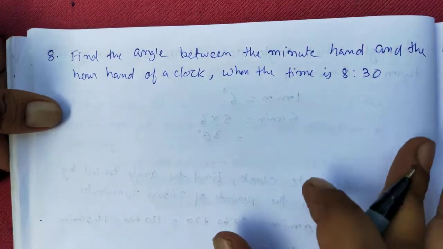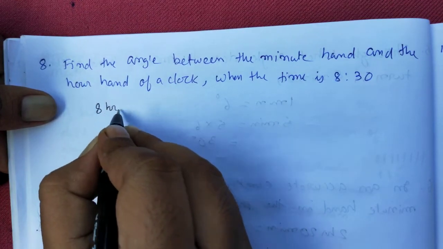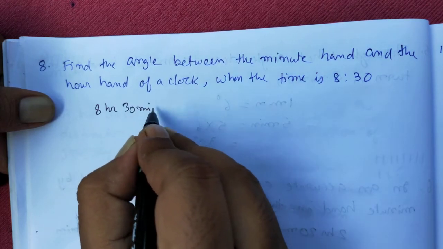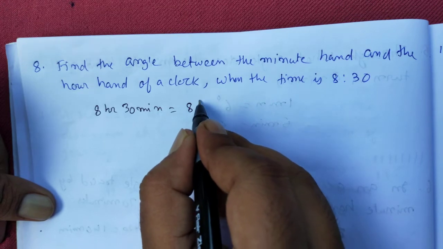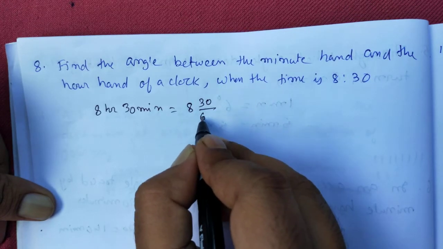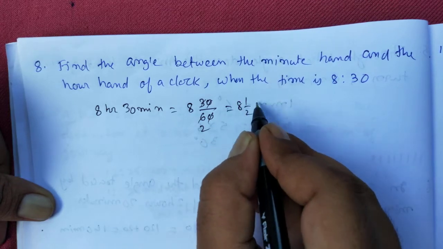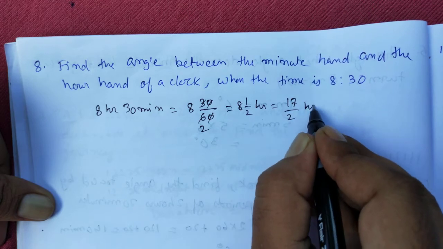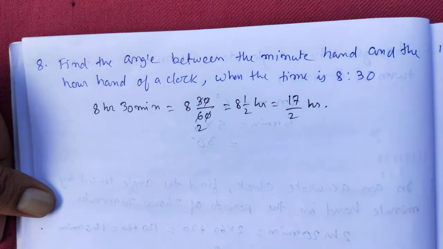So 8:30 means 8 hours 30 minutes past. When you convert into time, it will be 8 in hours, plus 30 by 60. So we're getting 8 1 by 2 hours, 17 by 2 hours. 17 by 2 hours, okay?